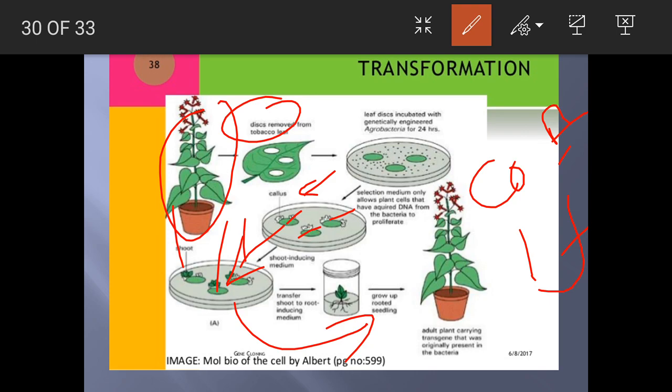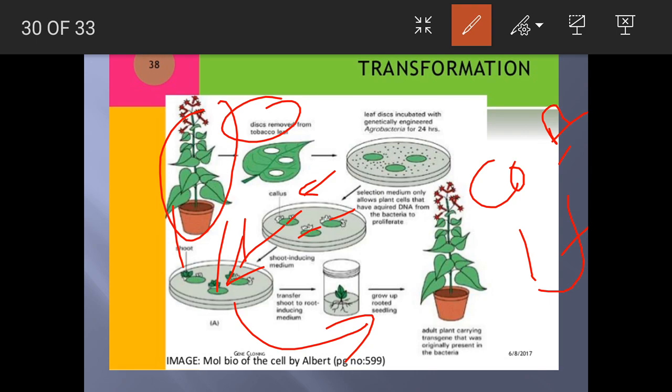So from the shooting medium, those must be transferred into the rooting medium, and then those plants which have already rooted are taken out from the tube. Then they must be incubated in the incubation room, transferred into small glasses or cups having vermicompost. It is kept in incubation for about 7 to 15 days. Later the plant will grow like this, and it must be transferred into the greenhouse.